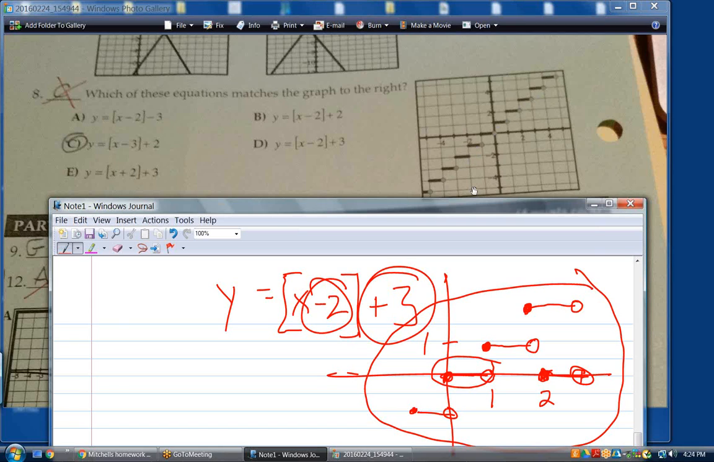Now, they could make it a little harder if they shifted and put the open dot on the left and the closed dot on the right. That means there's a negative involved somewhere. It means it's been reflected over the y-axis, if that's the case. But that was not the case here. This was a relatively simple one.